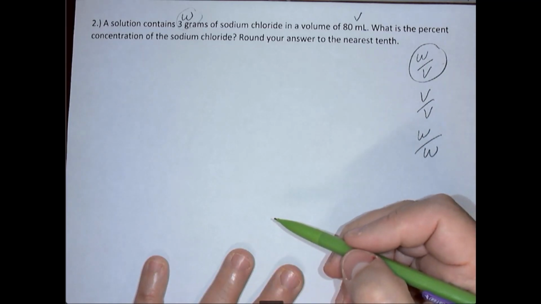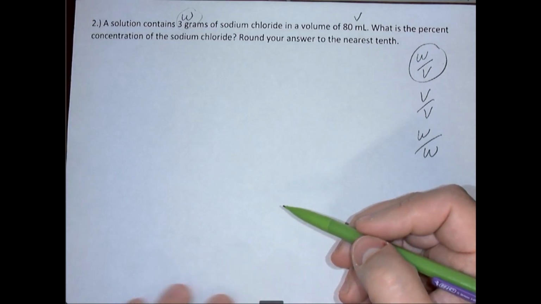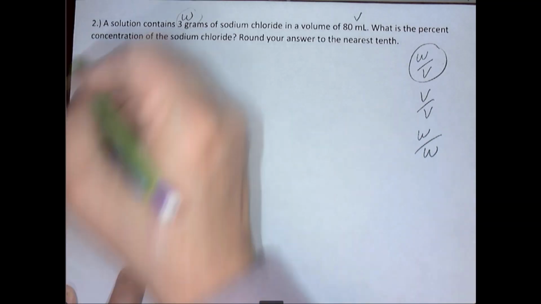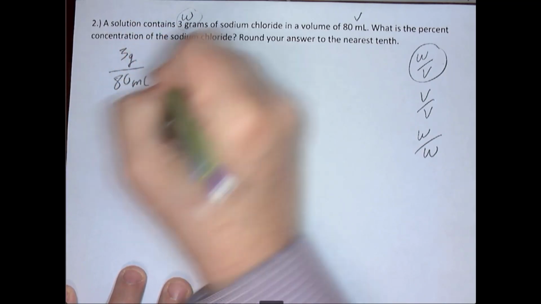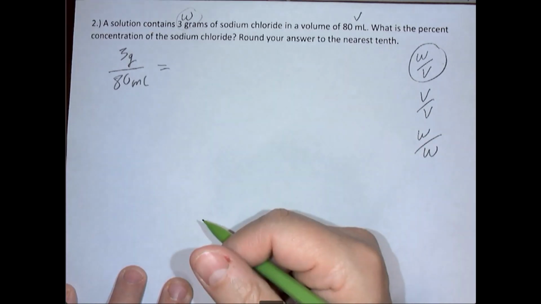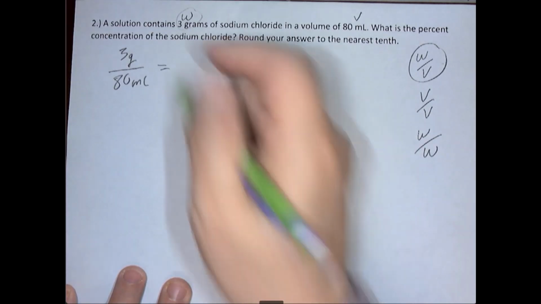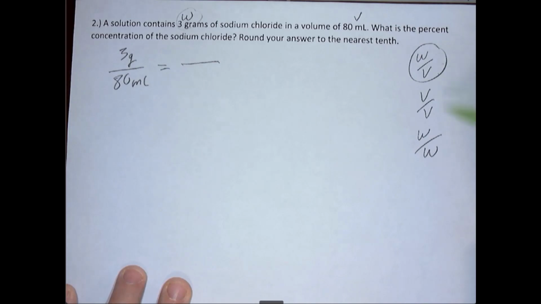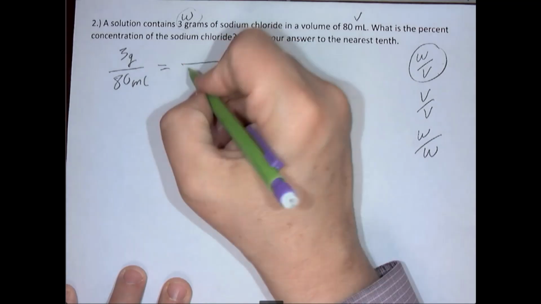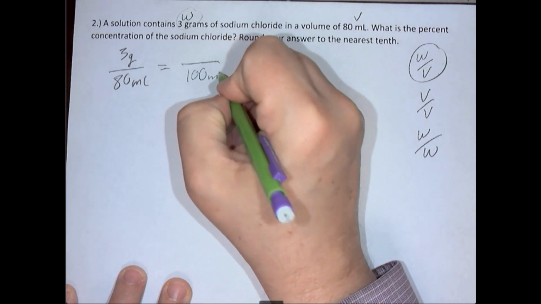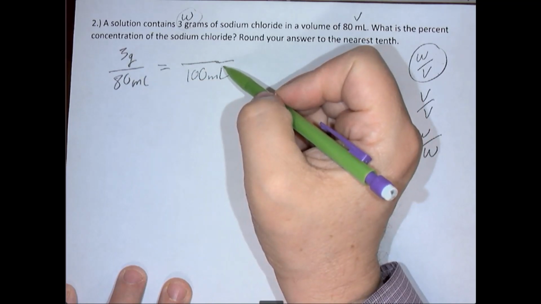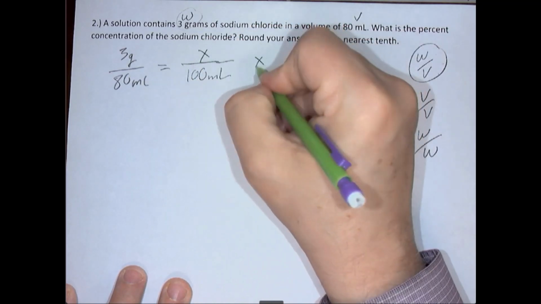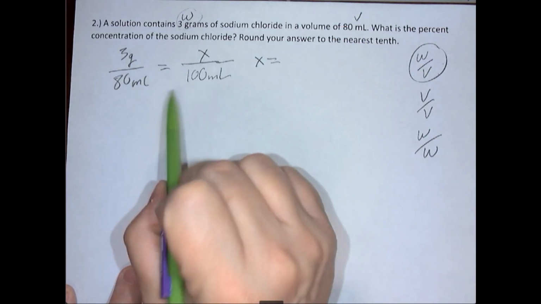So what is the percent concentration of the sodium chloride in this solution? We've got 3 grams over 80 milliliters. But of course, percent concentration, we're talking about per 100. And we know that if it's going to be a weight to volume concentration, it needs to be grams per 100 milliliters. So again, we can set up our proportion. This is the concept. Put an x here, solve for x. And of course, you do your simple algebra.